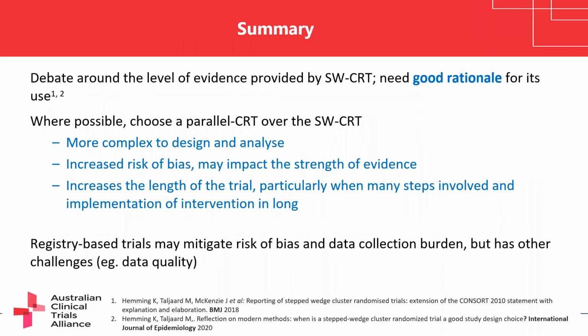So just to summarise, there's debate around the level of evidence provided by step-wedge cluster randomised trials. So when you do choose it, it needs a good rationale for its use. Where possible, we choose a parallel cluster randomised trial over a step-wedge cluster randomised trial for the reasons presented on this slide. Registry-based trials may help mitigate the risk of bias and data collection burden, but then have other challenges such as data quality and other challenges presented earlier by Andrew.